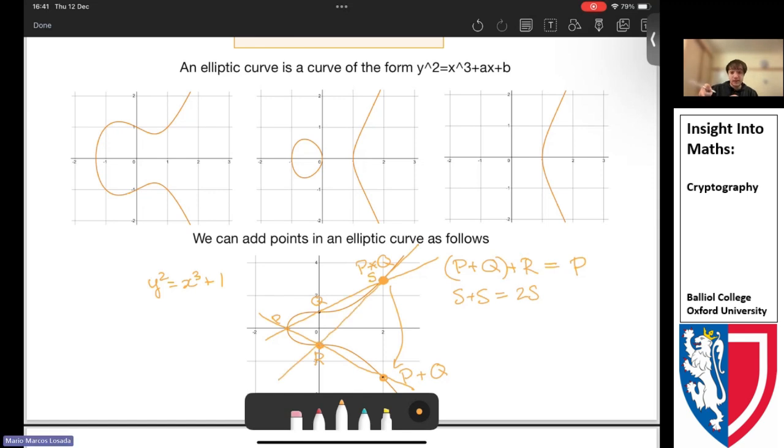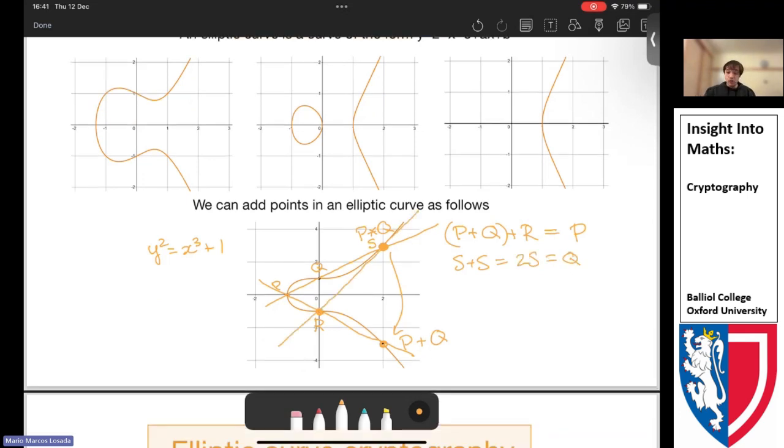This is going to intersect the curve at some other point, in this case R, and then I reflect it along the y-axis, and that gives us a point Q. So 2S in particular is equal to Q. Yeah, and if you wanted, you could write down explicit formulas for these things, right?